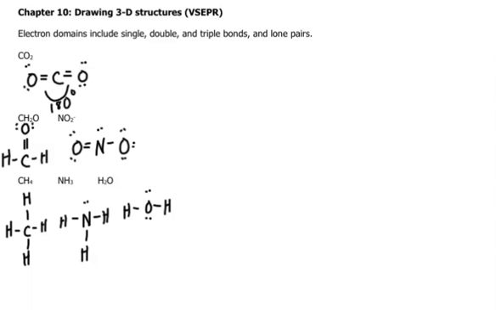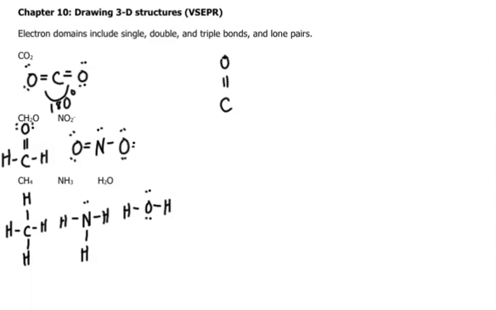If we look at the next one, CH2O, the Lewis structure is there. Again, we're focusing on the central atom. It's a carbon, and that carbon has a double bond, a single bond on the left, and a single bond on the right. So that's a total of 3 electron domains. Those 3 electron domains try to get as far apart from each other as they can, and when they do that, they form this shape right here.